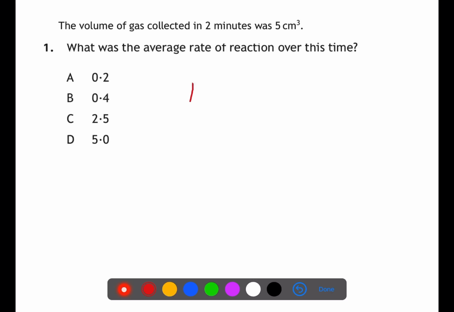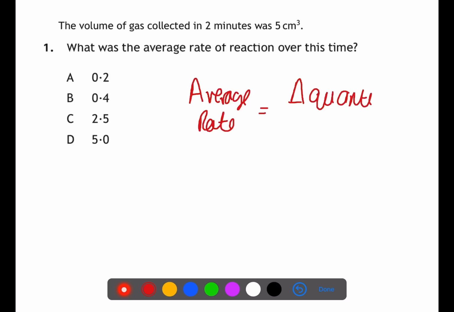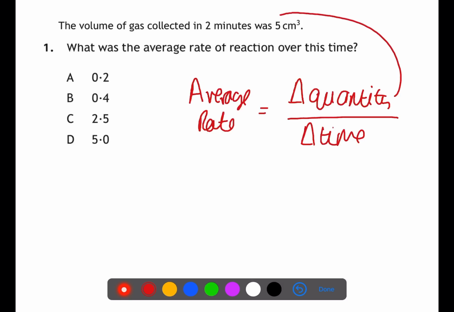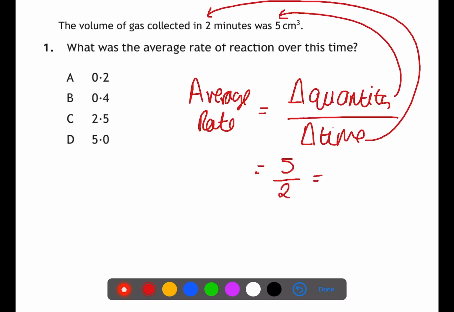At the front of your data book, you will find the equation to help you calculate average rate. This is given as delta quantity, which means change in quantity, divided by delta time, change in time. The quantity you've been given is 5 centimetres cubed and the time is 2 minutes. This means we'll do 5 divided by 2 to give 2.5, which is C.